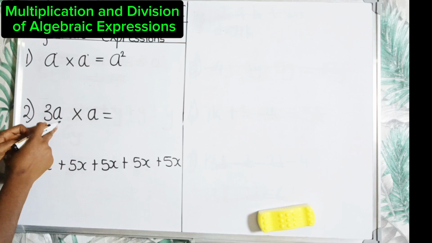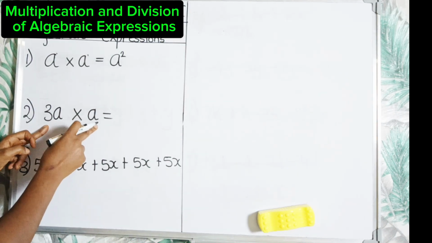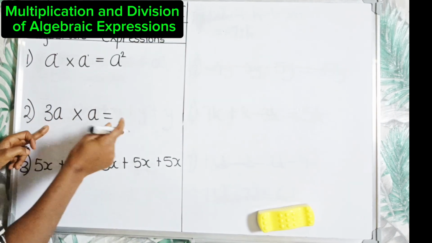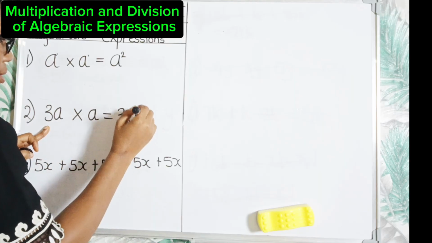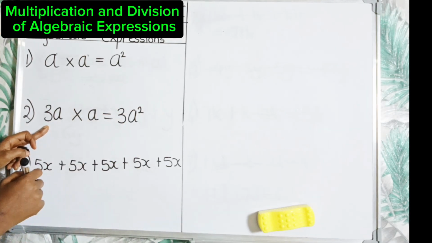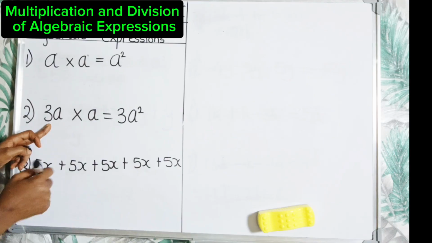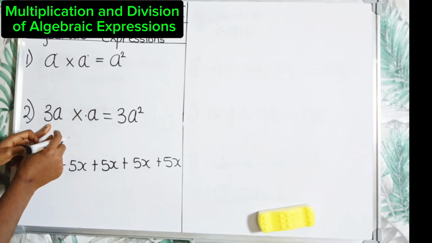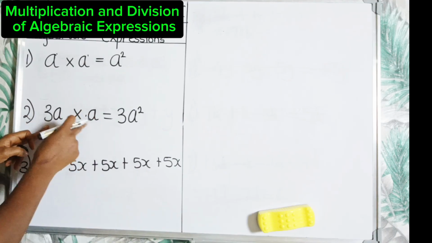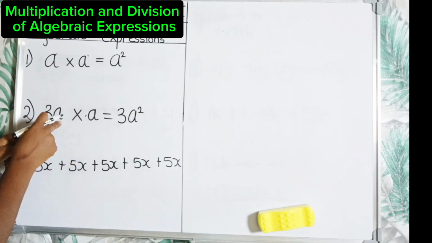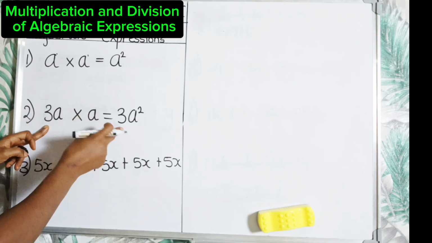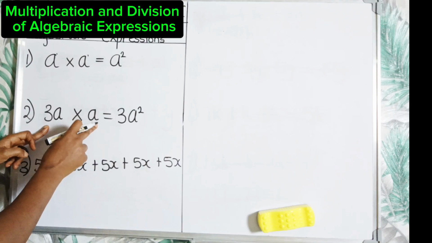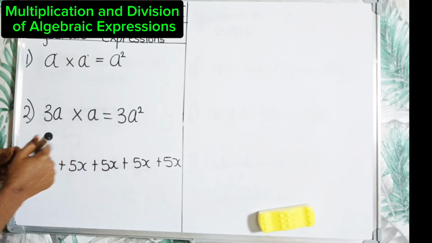Now here we have 3a times a. This is going to be 3a squared. So you pick the coefficient. There is an invisible coefficient 1 here. You multiply the coefficients and then you multiply the variables. So 3 times 1 is 3. A times a is a squared.